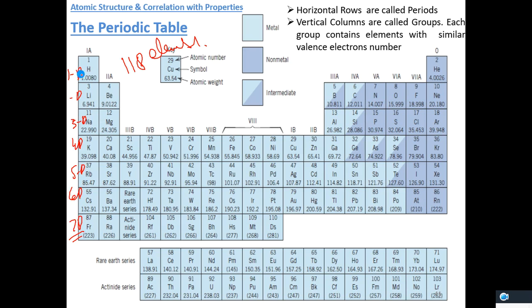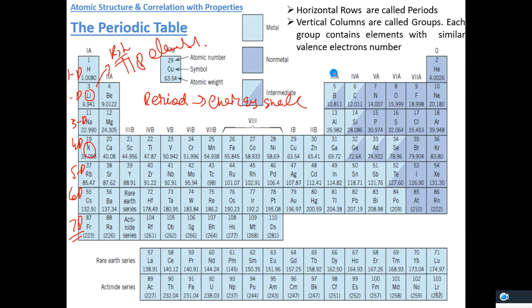So what information can we get from periods? They give us information about the energy state or energy shell. For example, if I am working on lithium, because it is present in the second period, you can say there will be 2 energy levels or 2 shells, K and L, in the case of lithium. Similarly, in the case of potassium, we will have 4 energy levels, and so on. So this is the information about periods.